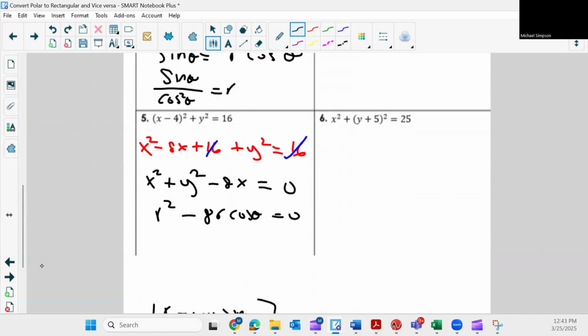Got it? All right. Now, remember, I'm solving for r now. I want r by itself. So what if I do this now? If I bring this over to this side, that gives me r squared is equal to 8r cosine theta. What can we do next? Divide by r, right? On both sides, that gives me r is equal to 8 cosine theta.